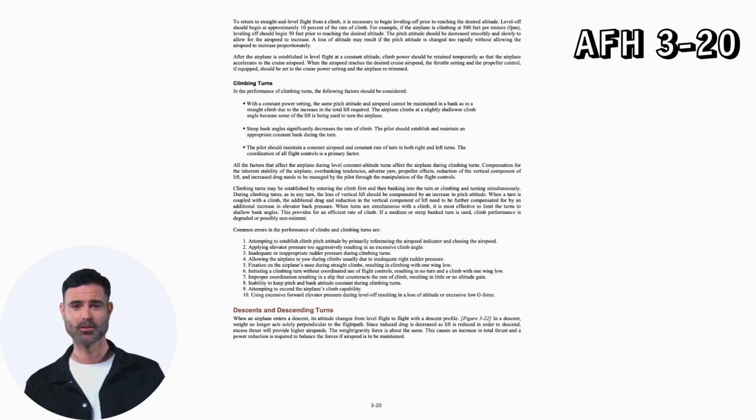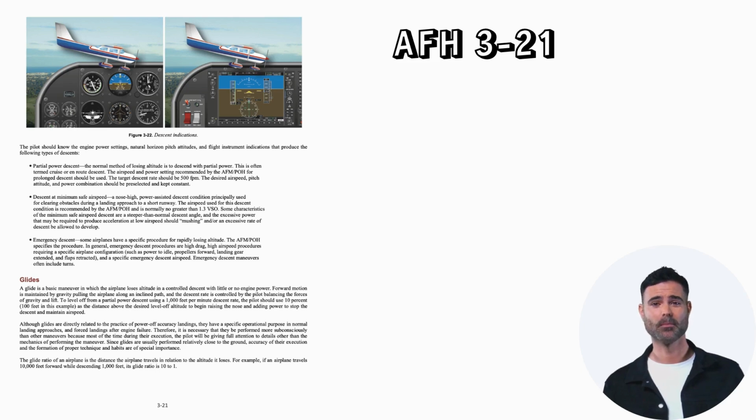This causes an increase in total thrust, and a power reduction is required to balance the forces if airspeed is to be maintained. The pilot should know the engine power settings, natural horizon pitch attitudes, and flight instrument indications that produce the following types of descents. Partial power descent. The normal method of losing altitude is to descend with partial power.